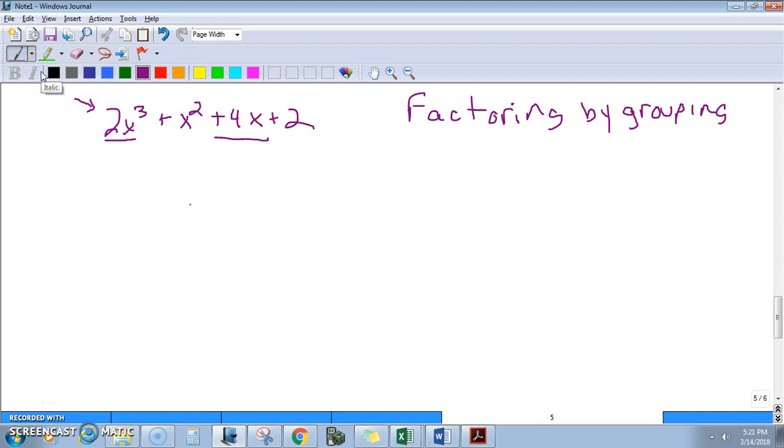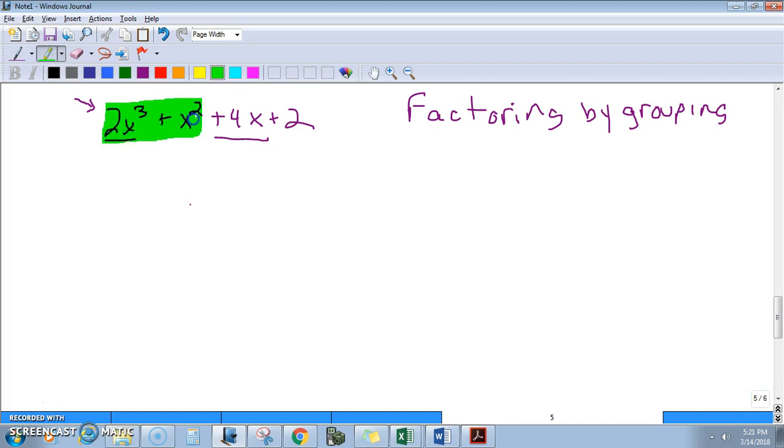All right, you guys, so factoring by grouping. If your leading coefficient is not a 1, on the test you might want to try factoring by grouping. It's a little bit easier, but you can't always do it. But when you can, it is easier to do it. What we're going to do as the first step is group it together.